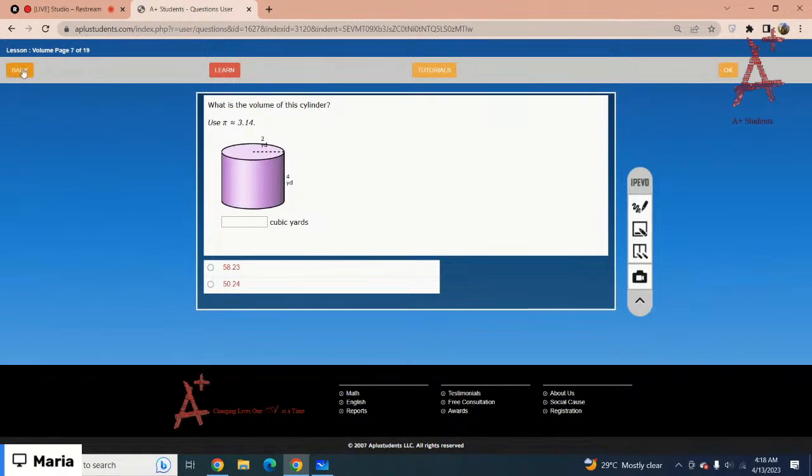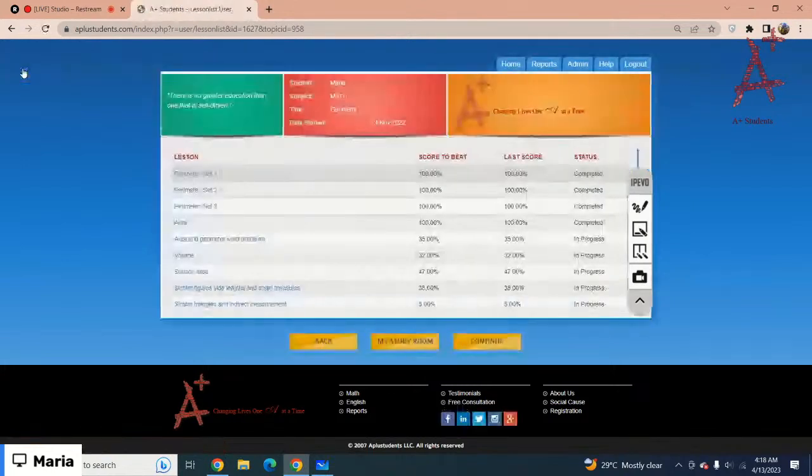Okay, you can complete the test by yourself later today. Let me just move on to the next lesson. Got it? Okay, the next lesson is the surface area. Let's just start with the next lesson, that is the surface area.